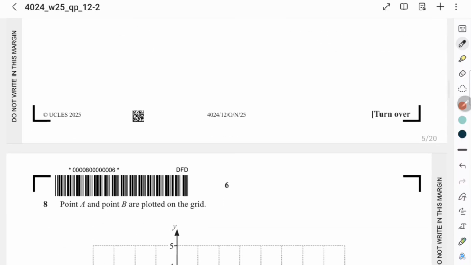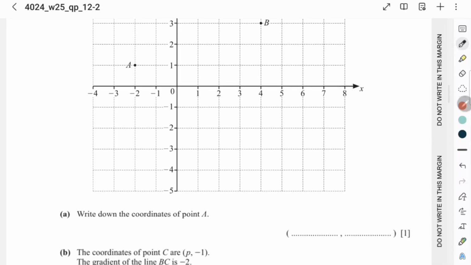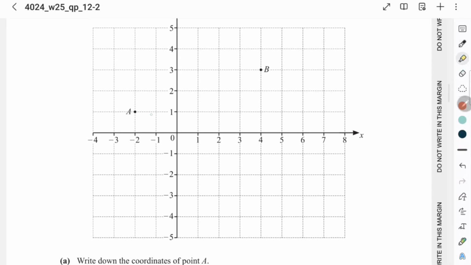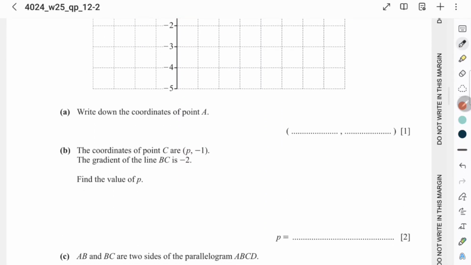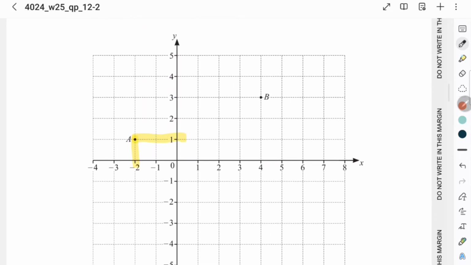In question number 8, point A and point B are plotted on the grid. Write down the coordinates of point A. So we can see point A is minus 2 and 1. So write down point A is (minus 2, 1). Now the coordinates of C are (P, minus 1). The gradient of the line BC is minus 2. Find the value of P. So we know that the B coordinate is (4, 3).